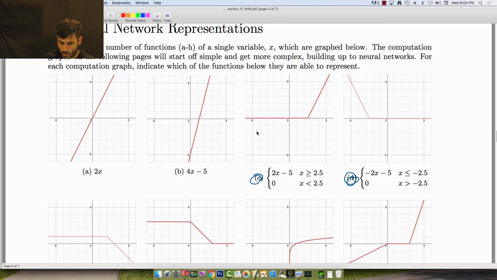So in the case of C, we have that W is equal to 2, and B is equal to minus 5. On the other hand, on graph D, we have that W is equal to minus 2, and B is equal to minus 5. With these values, the network would represent each of the graphs.